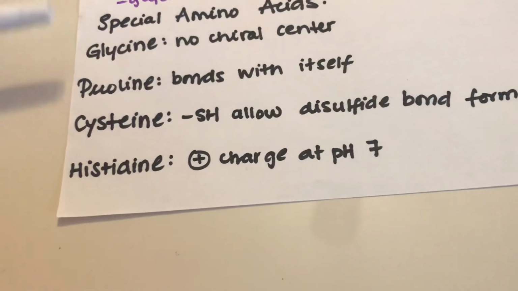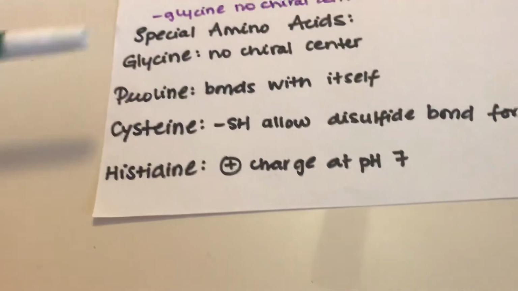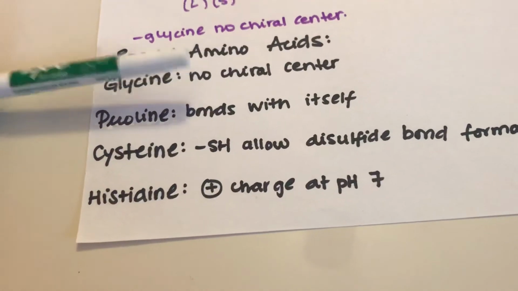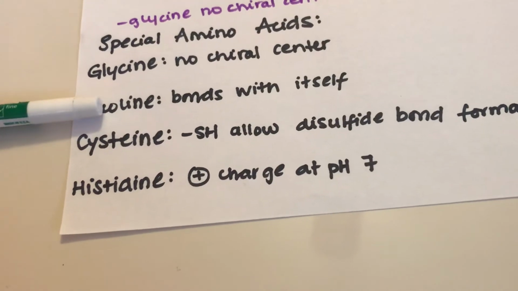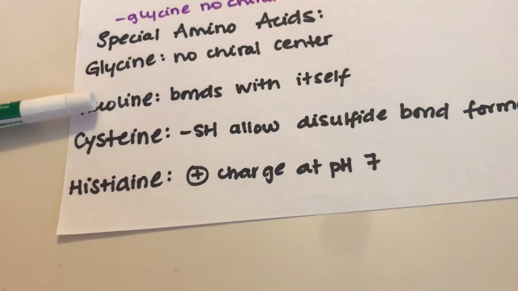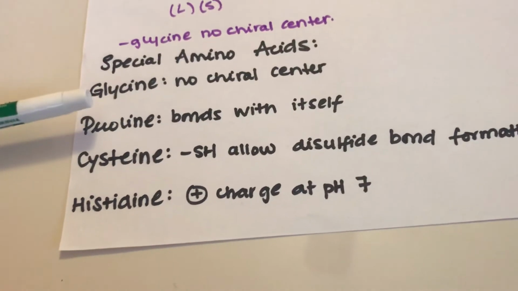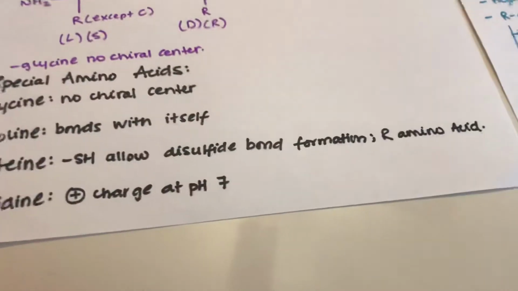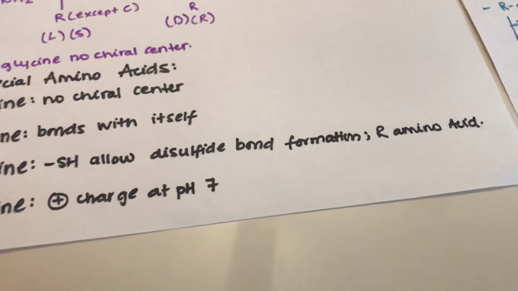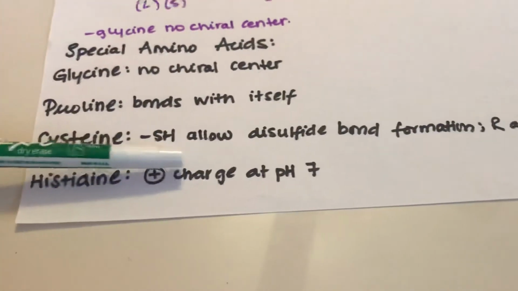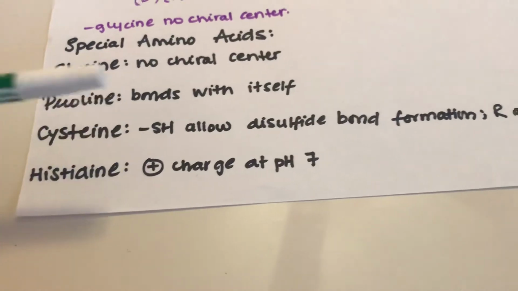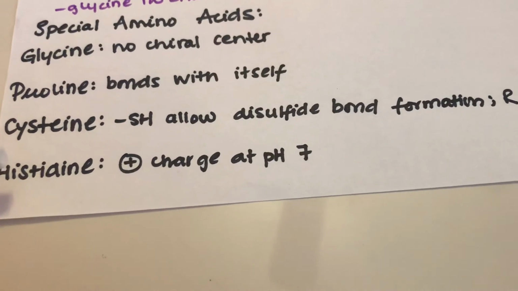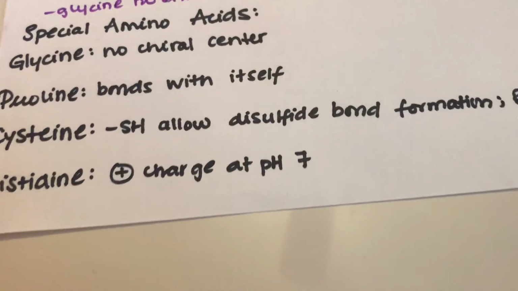Special amino acids include glycine, proline, cysteine, and histidine. Glycine, which I will show the structure of in a couple of moments, does not have a chiral center. Proline bonds with itself, so you would not want it in your alpha helix or beta sheets because it introduces kinks into the structure of your secondary structures. Cysteine is unique in that it is an R amino acid instead of an S because of the sulfur that takes priority over the oxygen group. And then you have histidine, which is positively charged at pH 7, which I will get more into when we discuss pHs and pKa's and pI's.